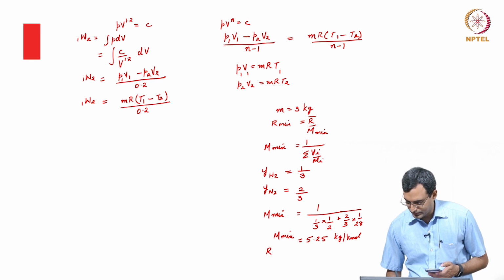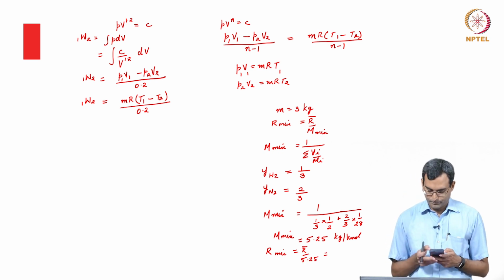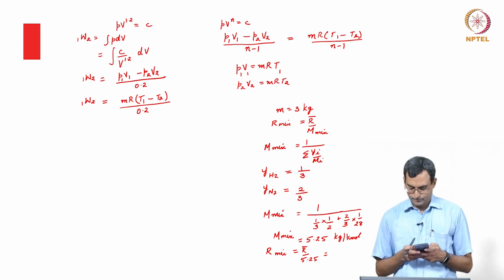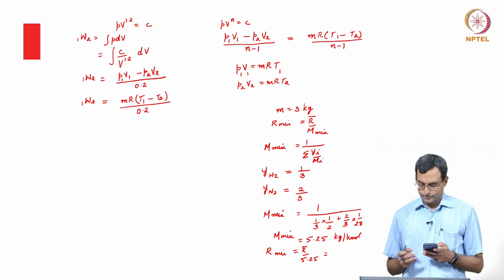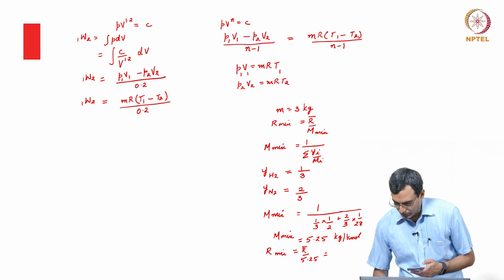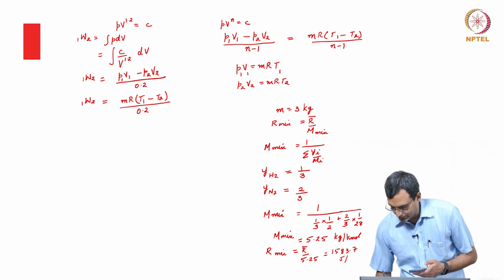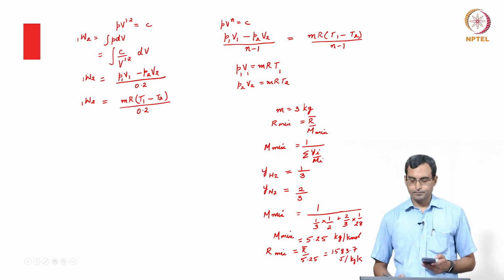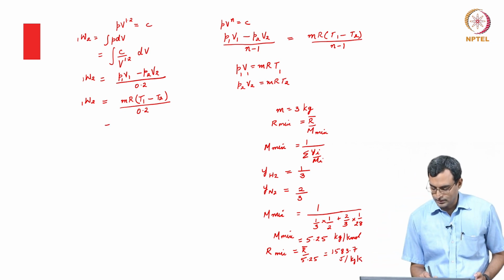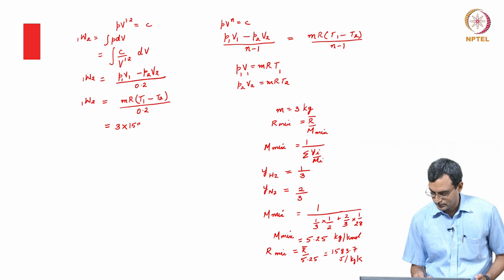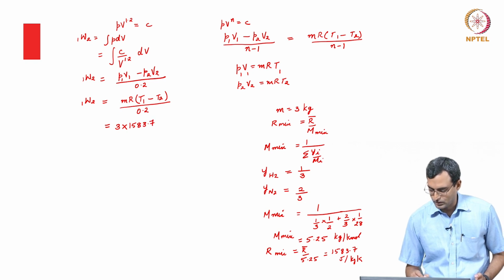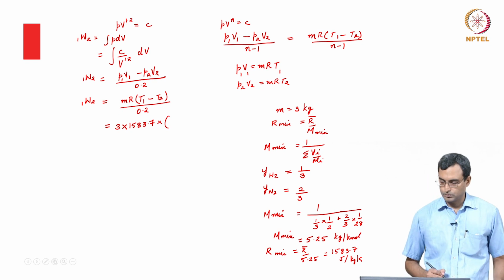and I can find out R for the mixture, which is R bar by this, which comes out to be 1583.7 joule per kg Kelvin. So, knowing these values, I can find out the work. So, the total mass is 3 kg. R is what we just found out. This is joule per kg Kelvin into T1 minus T2.